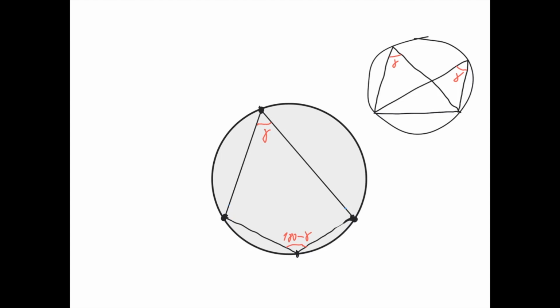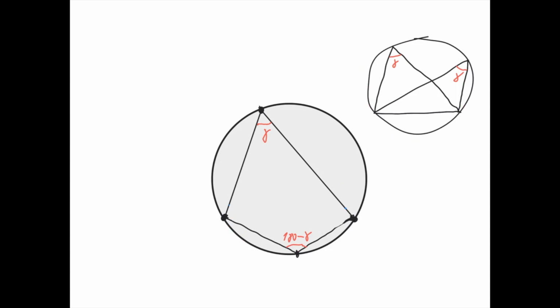To recap, we discovered 2 properties of the cyclic quadrilateral. First looks like this, and second looks like this. Now we're going to prove that these properties work the other way around, which means that we can prove that a quadrilateral is cyclic if we show that one of these 2 properties holds.